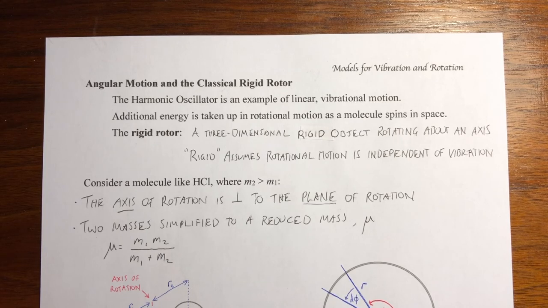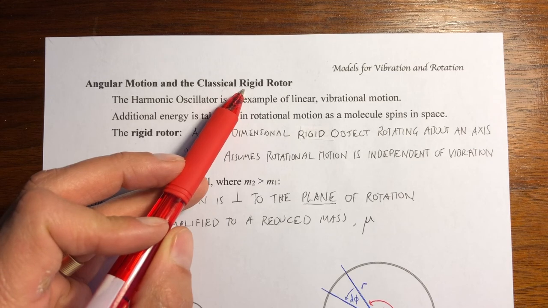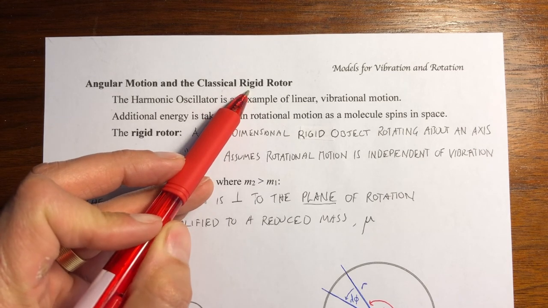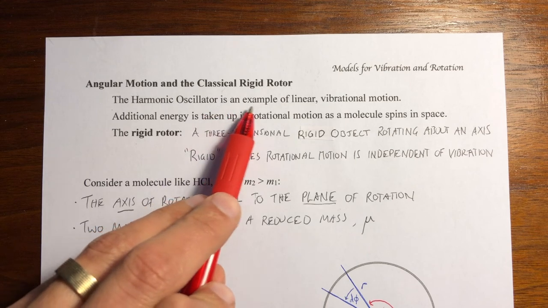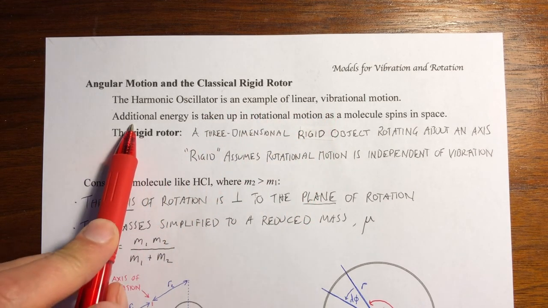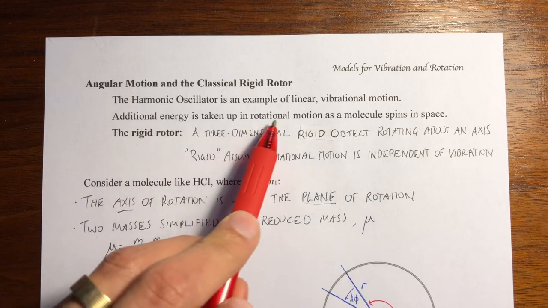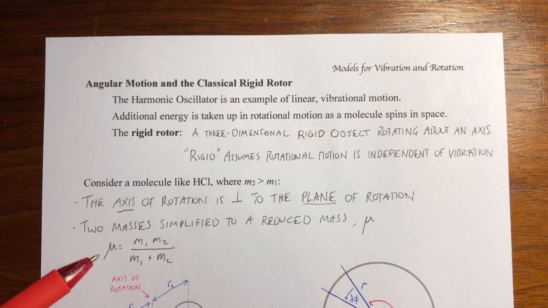Hello class, today we will be discussing angular motion and the classical rigid rotor. So the rigid rotor is going to be our third and final model for energy, the first being particle in a box, the second being the harmonic oscillator. The harmonic oscillator is an example of linear vibrational motion, but additional energy is taken up in rotational motion as the molecule spins in space.